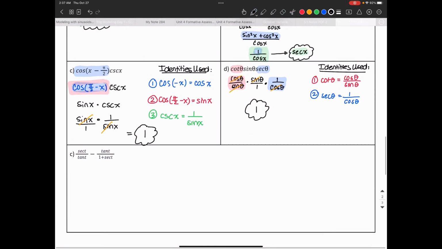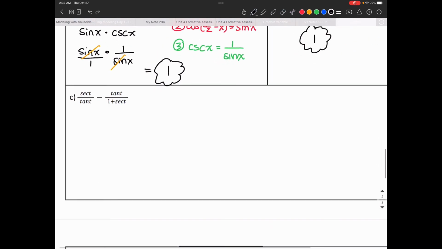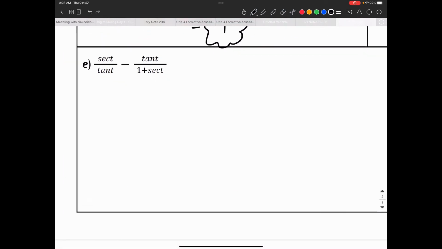And then, why is there 2 C's? This should be E. That's weird. I have secant of t over tangent of t minus tangent of t over 1 plus secant of t.